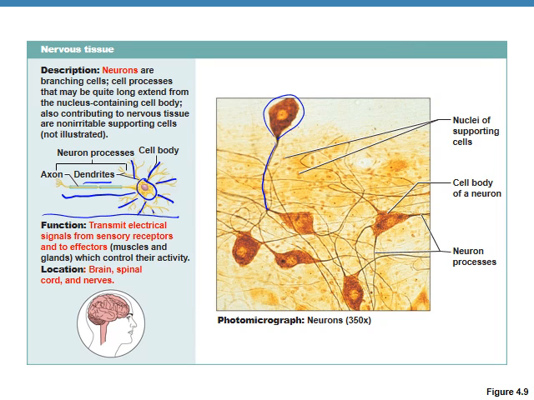So what do neurons do, or nervous tissue? They're going to transmit electrical signals. And where do we find them? Brain, spinal cord, and nerves.